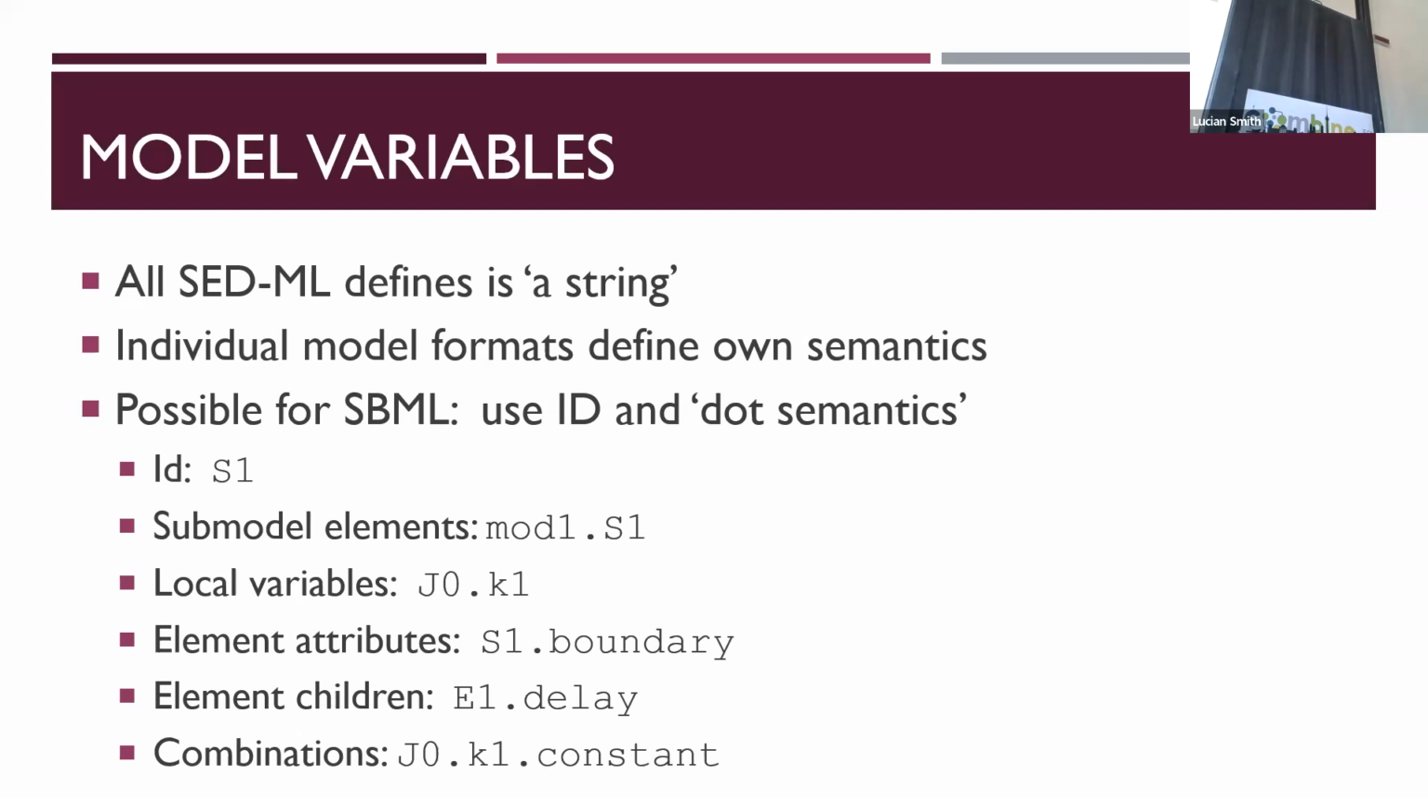If E1 is an event, events have delays, so you could just say E1.delay. Or you could do a variety of things, like J0.K1.constant, which means the constant flag on the K1 parameter of the J0 reaction. Another thing is when you have multiple models.